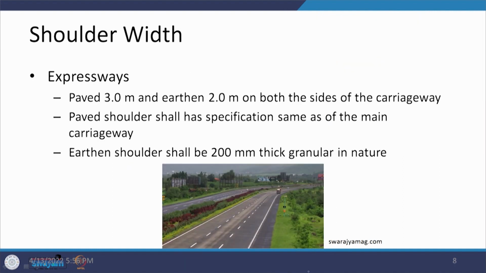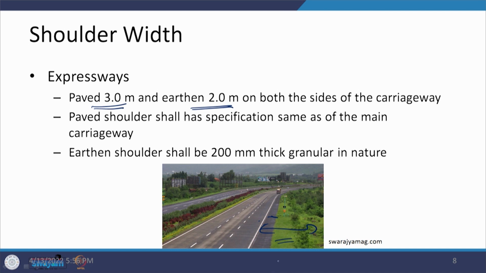When we look at the expressway, in the case of expressway we have the paved shoulder which is 3 meters wide, and beyond that an earthen shoulder which is 2 meters wide. That has to be provided on both sides of the main carriageway, which can be a 4-lane divided or a 6-lane divided system. Here you can see that we have a paved shoulder, and after the paved shoulder we have a kacha shoulder which is being provided, which is also having a grass cover at the moment.